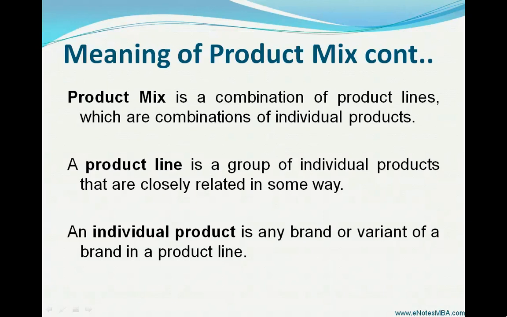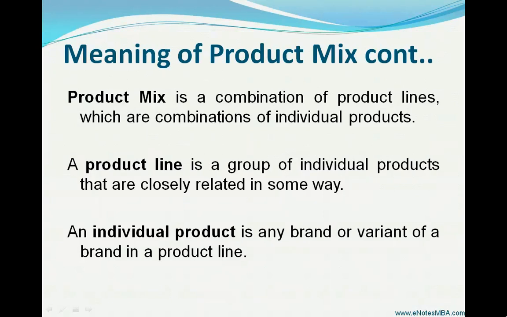Product line is a group of related products manufactured or marketed by a single company. Such products function in a similar manner, are sold to the same customer group, sold through the same type of outlets, and fall within the same price range.